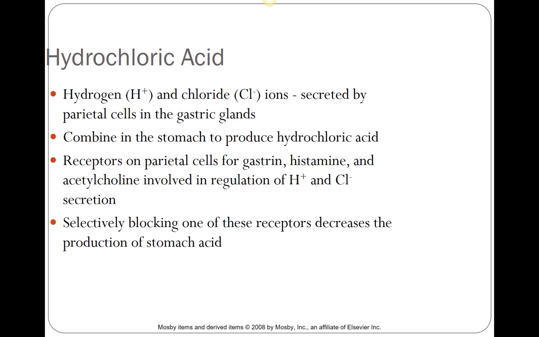So gastrin plays a role, and it increases the amount of hydrochloric acid. There are certain forms of histamine that also increase the amount of hydrochloric acid made. And acetylcholine also plays a role in making these. A lot of our different drugs, like Zantac or ranitidine, work on either gastrin or histamine or acetylcholine, and they stop that production of hydrochloric acid.